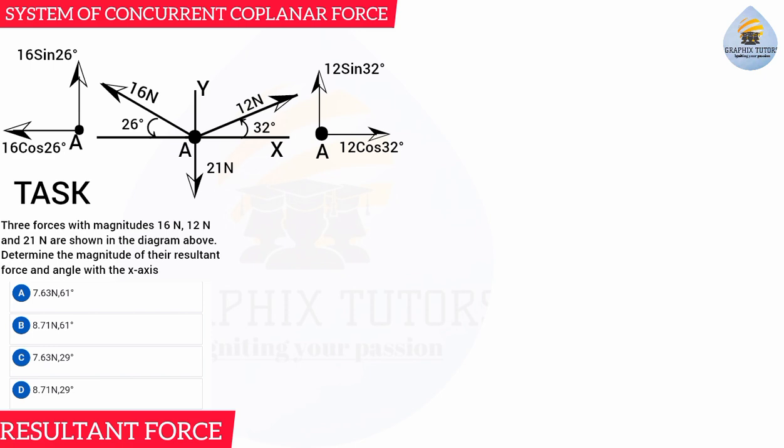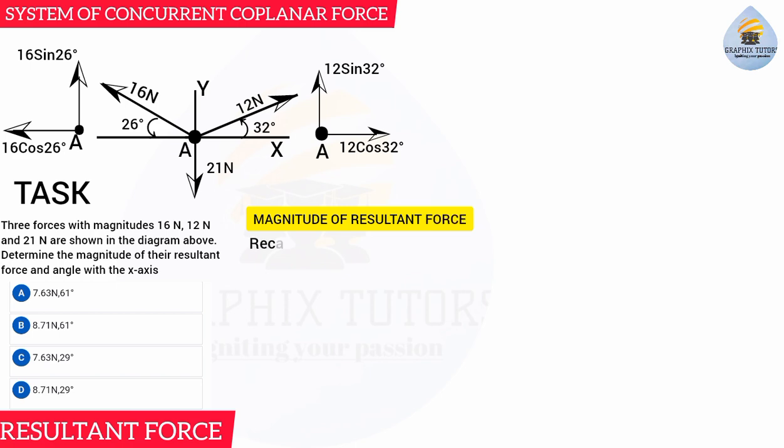Now, since we've done this, we will not consider the inclined forces anymore. We don't have business with the 16 Newton and the 12 Newton. What we're focusing on are the components we've resolved: the 12 sine 32, the 12 cos 32, the 16 sine 26, and the 16 cos 26. We don't have business with this 16 and this 12 because we've already resolved them. Now let's start our work here.